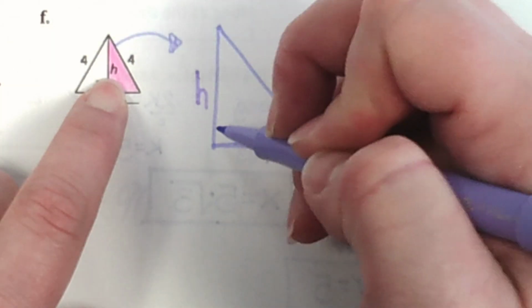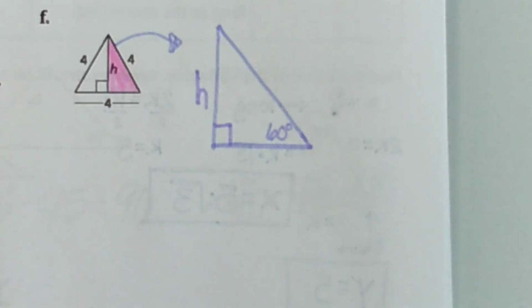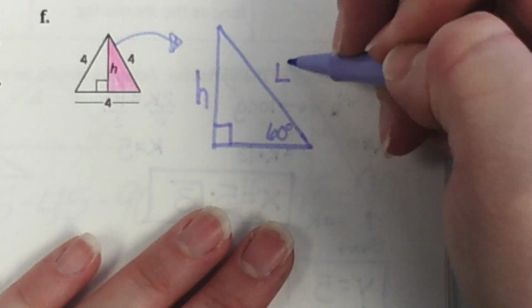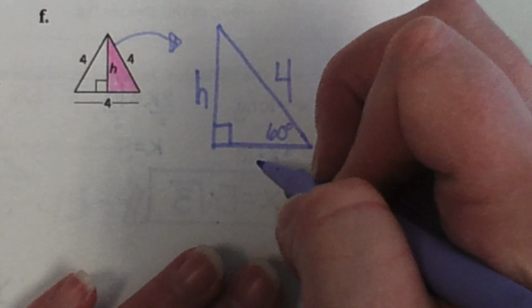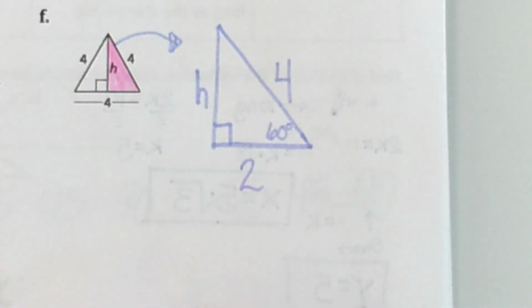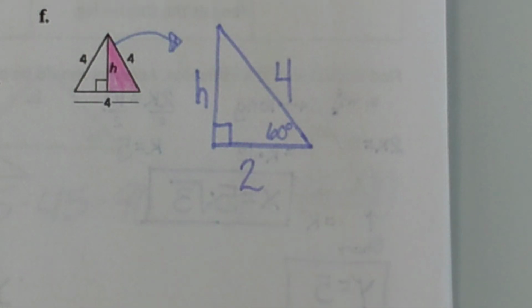This was H. This is 4. The bottom side, all the way across was 4. So it has to be 2. Oh. It does have to be 2, but why? Because split down the middle, it's split in half. Because it split it into two congruent triangles, so this does have to be 2. Indeed. I want to solve for H.